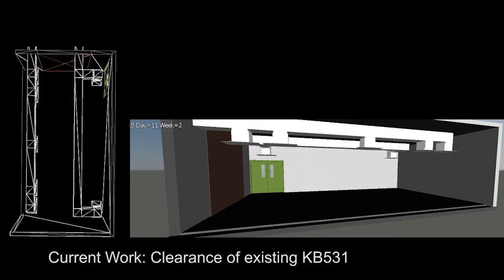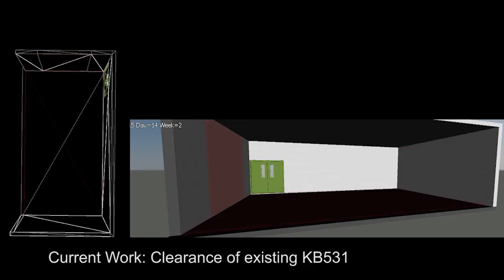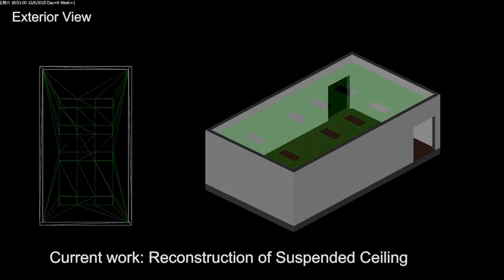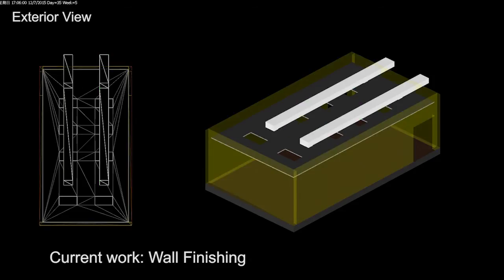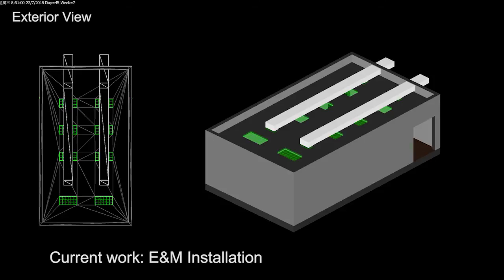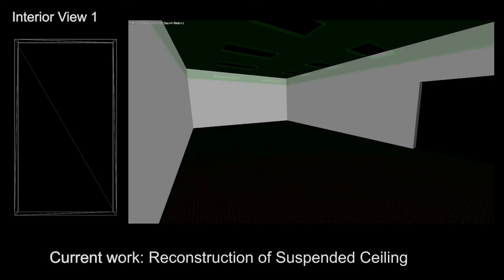Here, the area shaded in red is the object that is being demolished or removed. The area in green is those who are under construction or installation. And the yellow shaded area represents the finishing works. Okay, we will now have a look on the interior of the room.